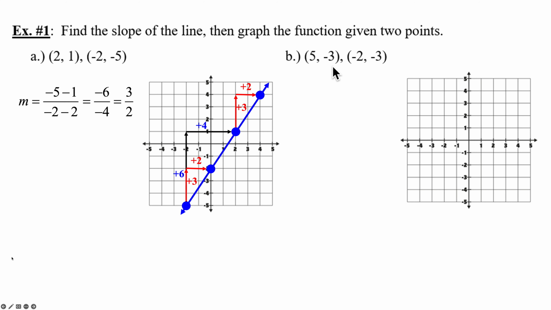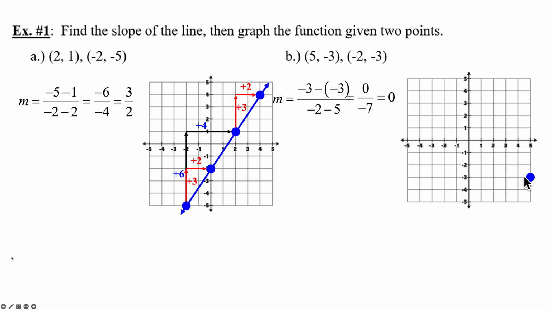B, you should recognize something here. Notice that the y coordinates are the same. That means you're going to get 0 in the numerator when you subtract the y's. Negative 3 minus a negative 3 changes that to a plus. They're opposites, you get a 0. X coordinates are different. It doesn't matter what that value is as long as it's not 0. Your slope is 0, which means you're going to get a horizontal line.